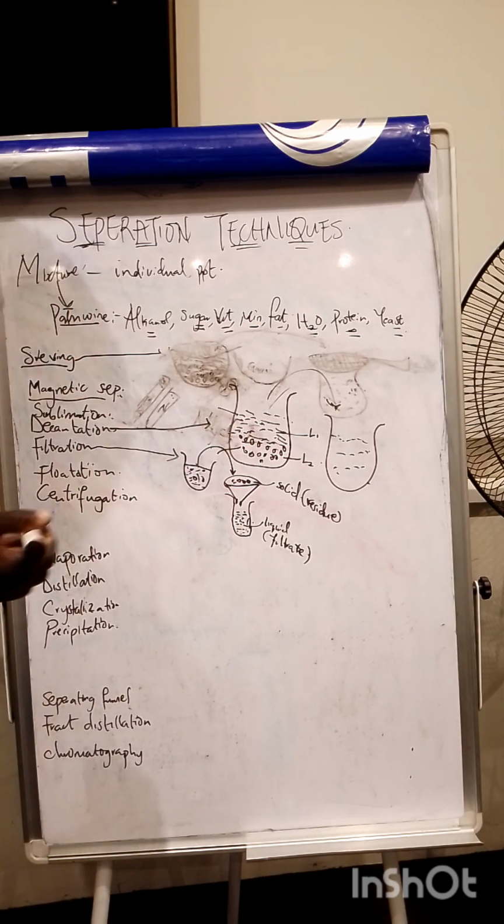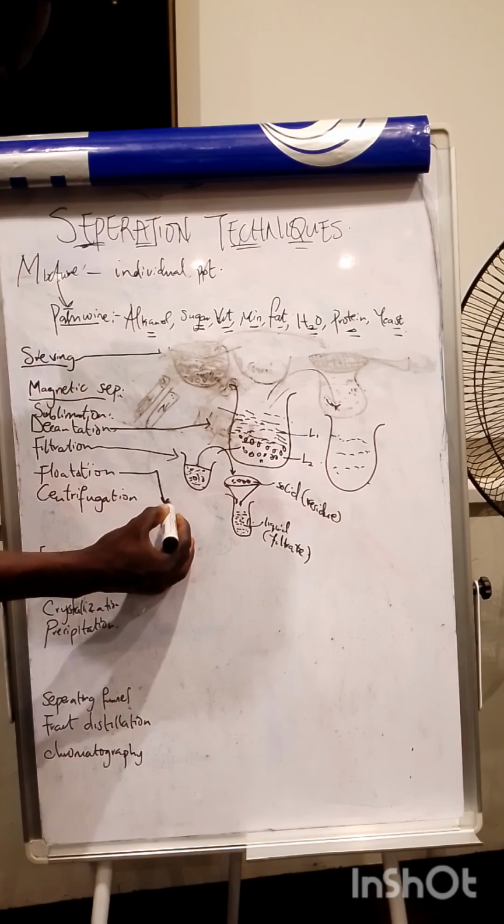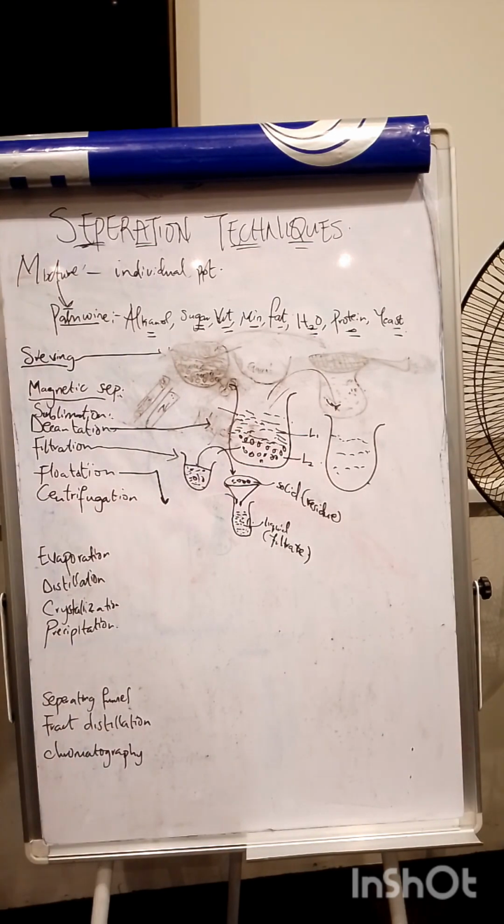Now, flotation is about separating two insoluble solids in a liquid. One is going to float, one will come up: the one that is lightly dense will come up, while the one that is heavily dense will go down.